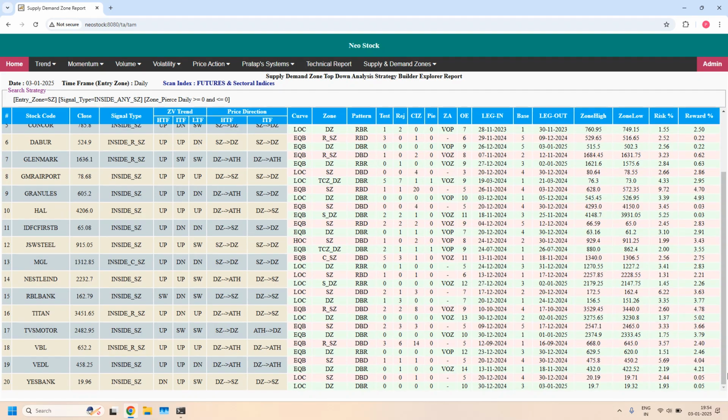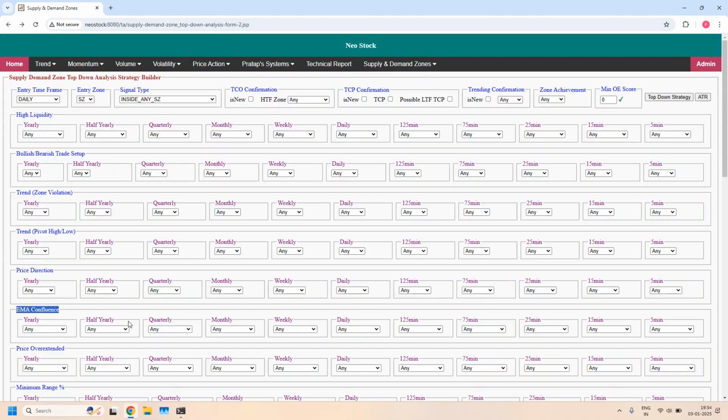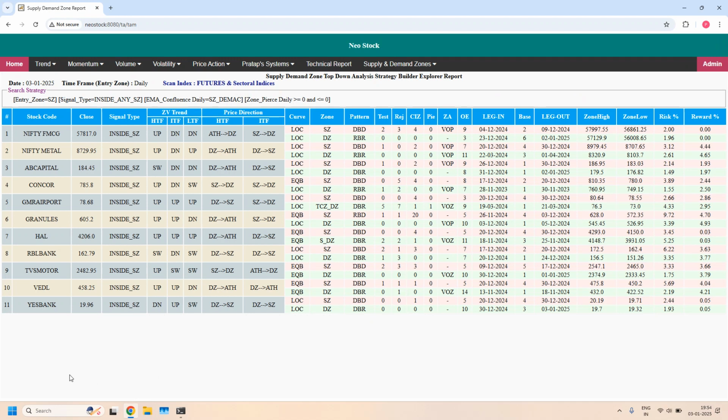We can further filter this list based on the daily supply zones having daily EMA confluence, high probability setup parameter. So in the EMA confluence, at daily time frame, I am enabling the filter daily supply zone having daily EMA confluence. Let's filter. Now the list has come down to 11. From 20, list has come down to 11. These 11 daily supply zones are having daily EMA confluence and also price closed inside the daily supply zones. Okay, this is about daily time frame.